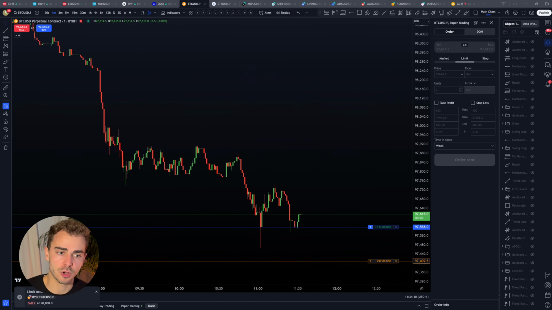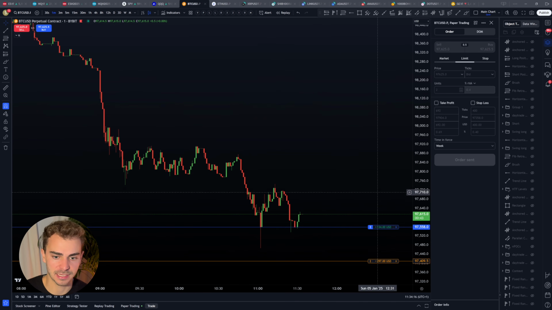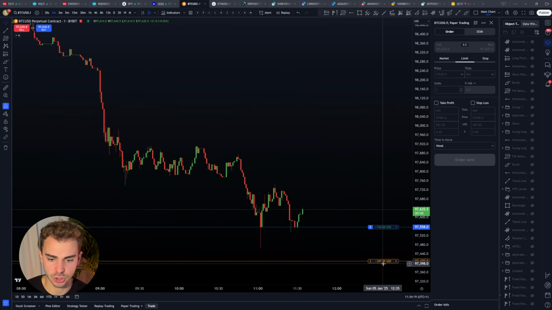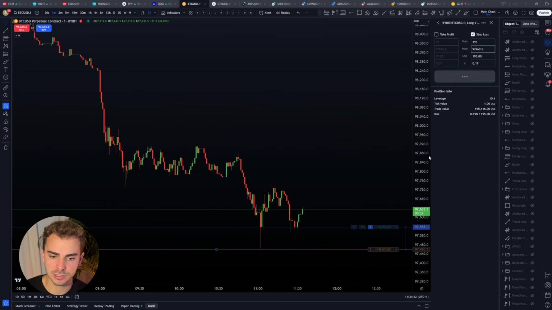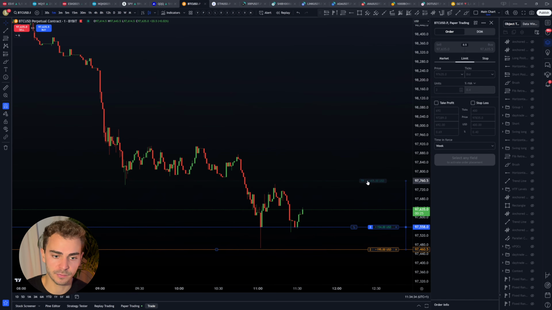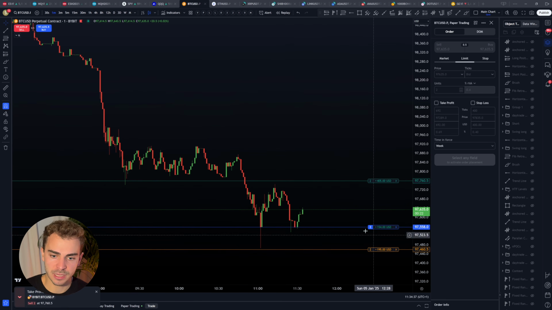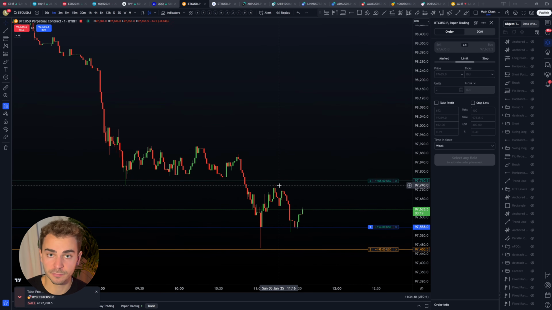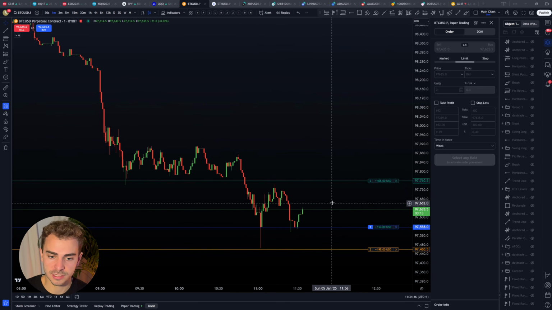So a take profit order automatically closes a position when the price reaches a predetermined profit level. So let's have a look at this. We are now in a trade on BTC. We can reduce the risk a little bit more to keep risk management in mind and the risk to reward, which is going to be its own separate lesson. And here I want to take profits if we make a new local high. So here we can see my take profit is set above this local high at 97,760.